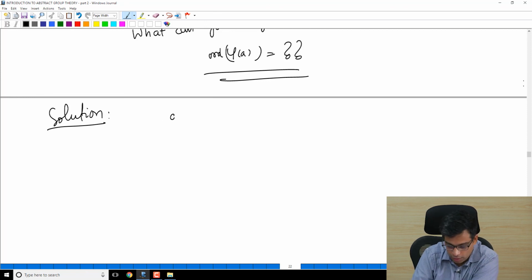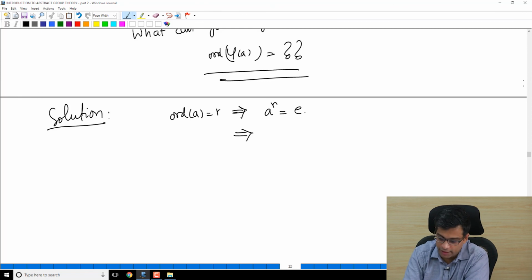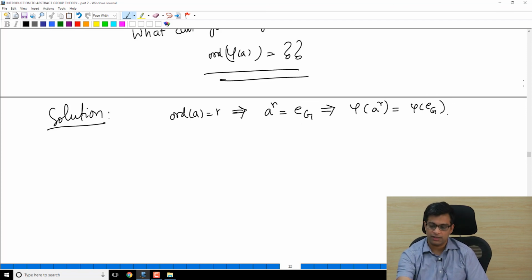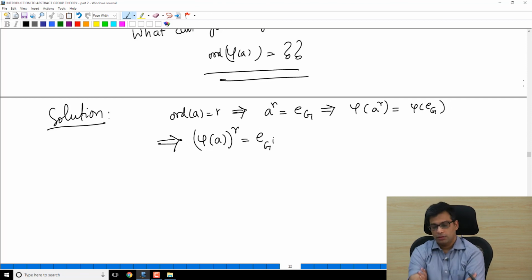Let's recall that order of A equal to R implies A power R is the identity. This is the identity of the group G. Now let's apply phi to both sides. So phi of A^R is equal to phi of E_G. Using the properties of group homomorphism, phi of A^R is just phi of A whole power R. And what is phi of E_G? That is E_G prime, because the identity element under a group homomorphism maps to the identity element. So phi of A whole power R is E_G prime.